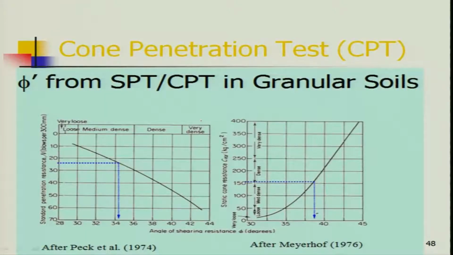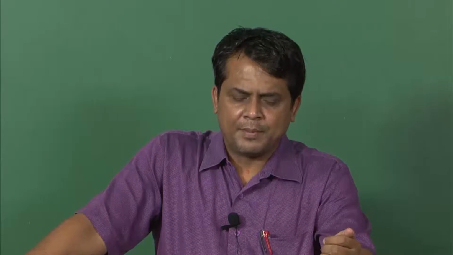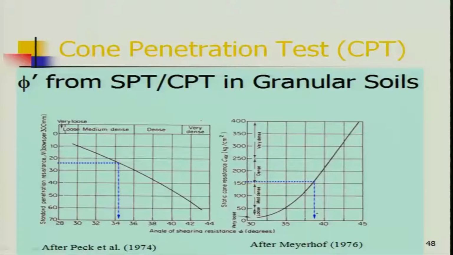Also from the cone penetration test you can find out phi, angle of friction, or phi prime. If you look here, these are the two correlations that have been given. One is Peck et al., 1974, another one is Meyerhof, 1976. The first one is the standard penetration resistance, N, blows per 300 mm, and this is your angle of shearing resistance.